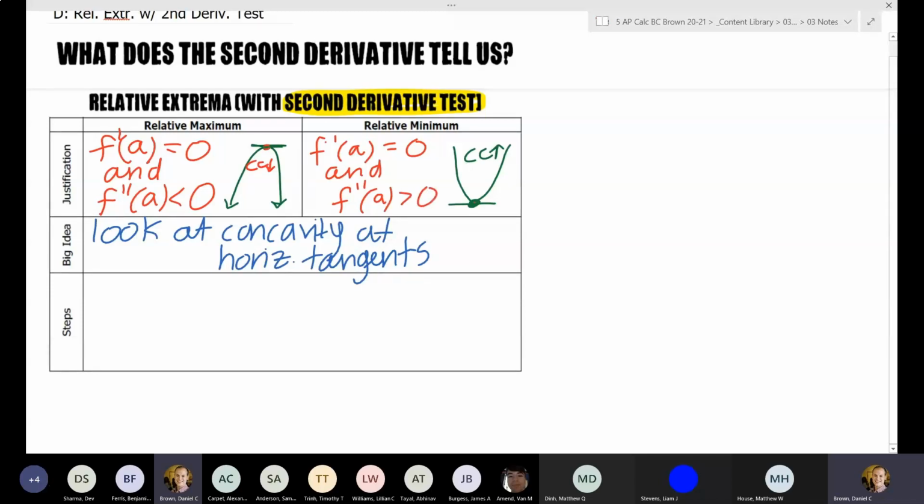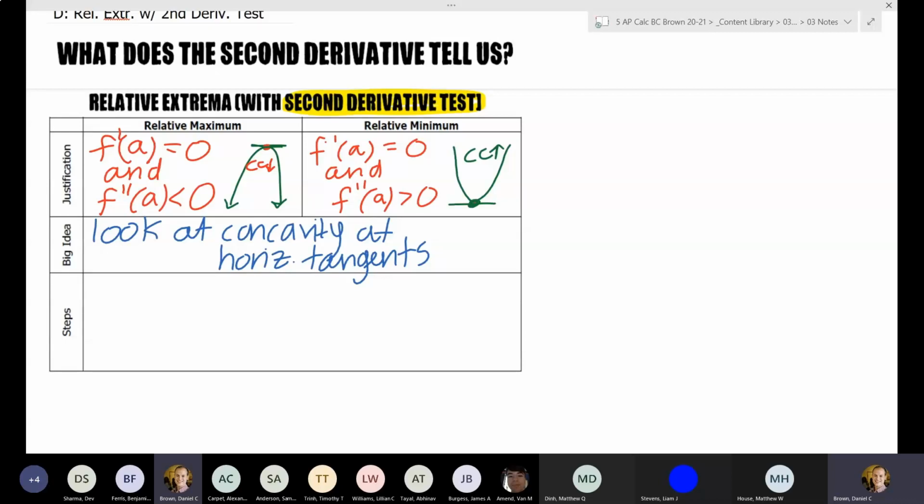Some students often ask the question, and you might be thinking the same thing, like, why do we need a second derivative test if we have a first? If you can do the first perfectly well, then honestly, that's probably the one you want to choose. I will say, though, with the second derivative test, there's going to be cases where the first derivative test is next to impossible to do.